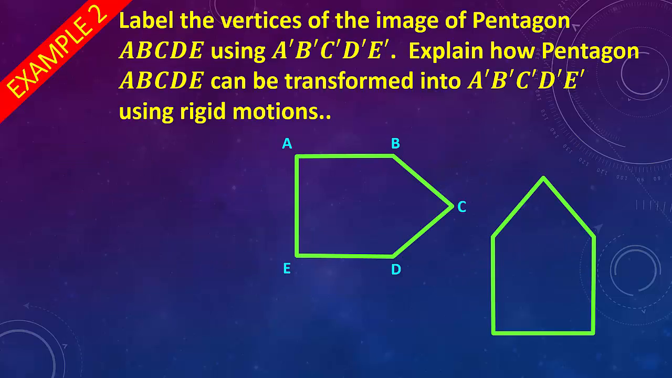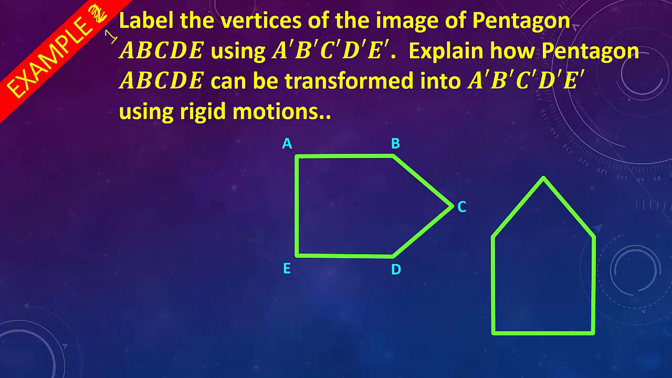Well, let's take a look at this. So this should actually be example 1. Label the vertices of the image of pentagon ABCDE using A prime, B prime, C prime, D prime, and E prime. And then explain how the pentagon ABCDE can be transformed into A prime, B prime, C prime, D prime, E prime using rigid motions. All right, so first we're going to say that these two figures are congruent.